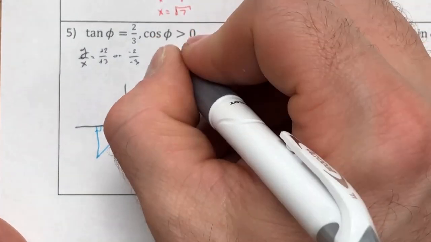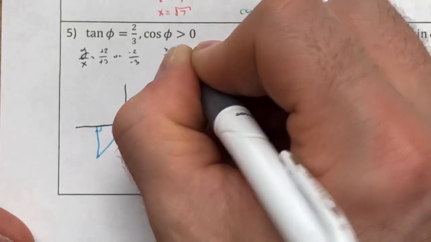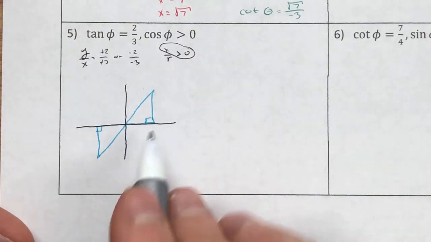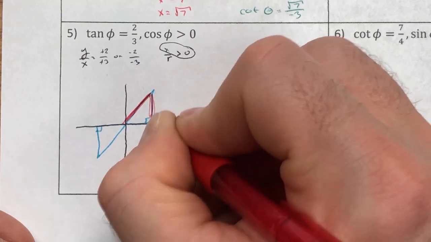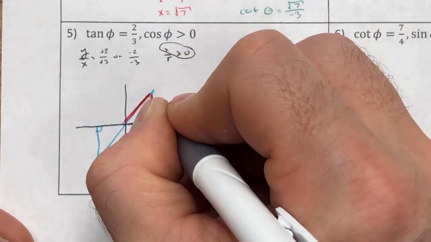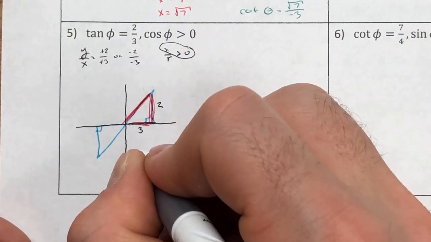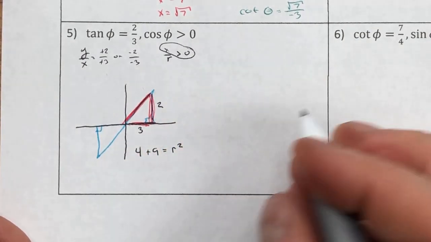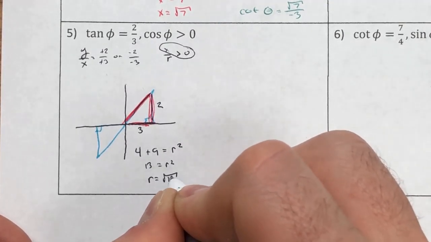Cosine is going to tell us which. The cosine is going to tell us what the x over the radius is. And if the x over the radius is greater than 0, that means the x is going to be greater than 0, which means it's got to be this one on the right. So it's got to be this one right here. And so if my y value is 2, my x value is 3, Pythagorean theorem, so that's 2 squared, which is 4, plus 9 is equal to the radius squared. The radius is the square root of 13.